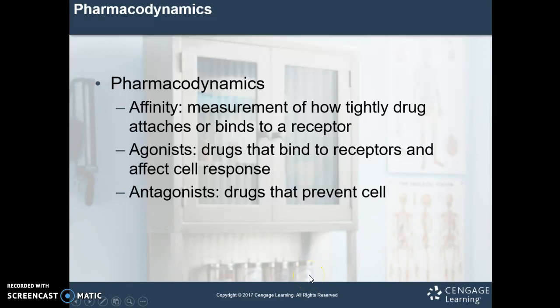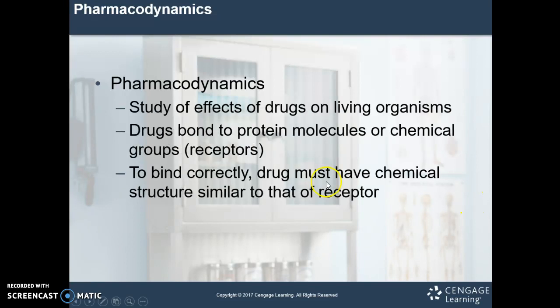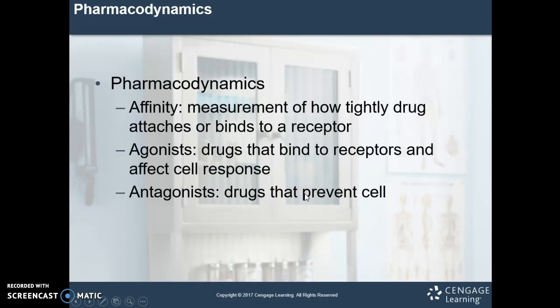So an affinity is a measurement of how tightly the drug attaches or binds to a receptor. If we go back and remind ourselves that this chemical structure must be similar to that of the receptor, affinity is the measurement of how tightly the drug attaches or binds, or how similar it is. So kind of like puzzle pieces fitting together.